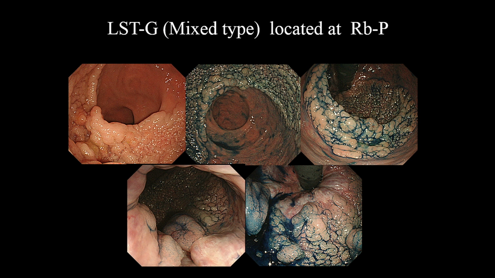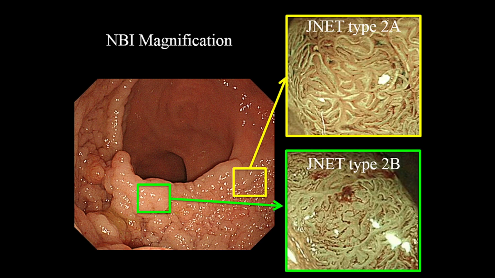So this is a large laterally spreading tumor, granular type, which was located at the lower rectum, and it was already extending to the anal canal. We carefully evaluated this target lesion, and most of the surrounding mucosa showed JNET type 2A, corresponding to a benign lesion. But some of the protruded area showed a slightly irregular surface structure and irregular vascular network, classified as JNET type 2B, suggesting a cancerous component.